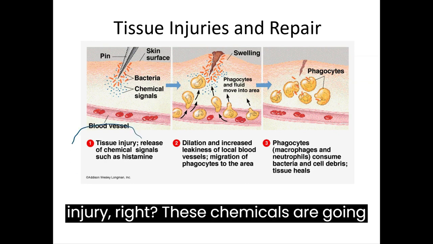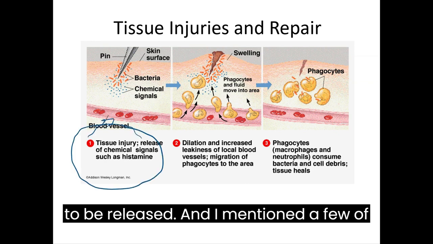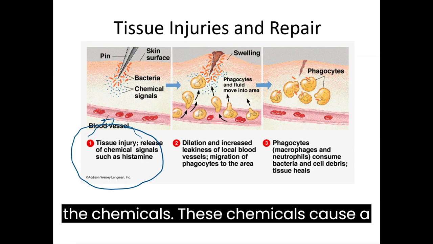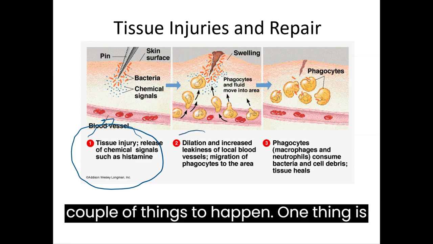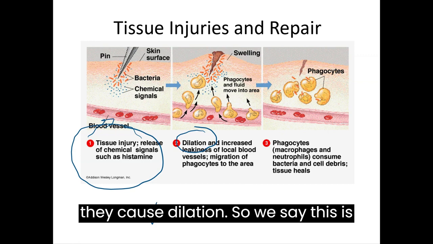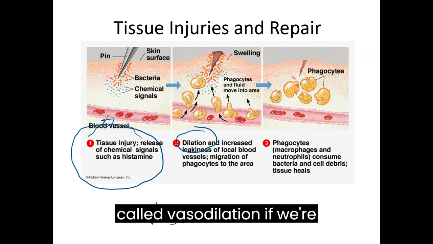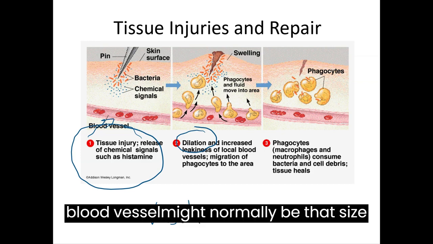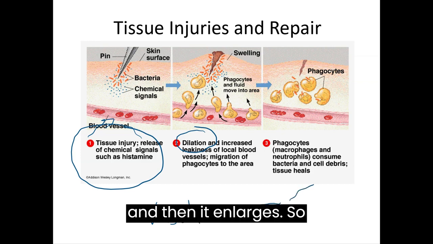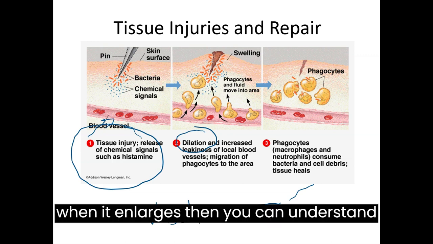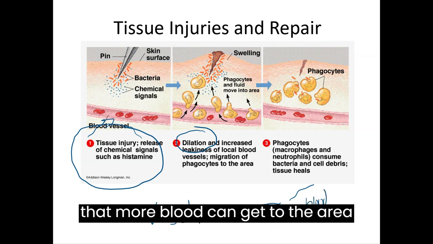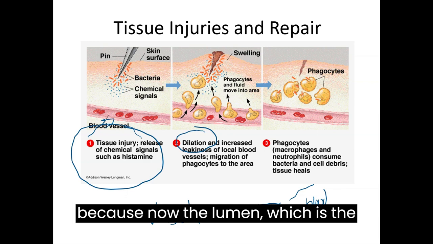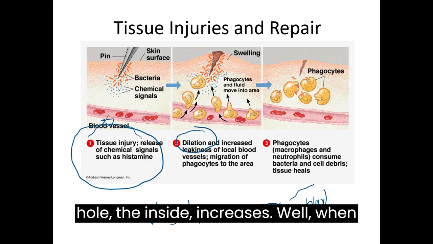Now, we have injury, right? These chemicals are going to be released, and I mentioned a few of them. These chemicals cause a couple of things to happen. One thing is they cause dilation. We call this vasodilation if we're talking about a blood vessel. So your blood vessel might normally be that size, and then it enlarges. When it enlarges, you can understand that more blood can get to the area because now the lumen, which is the inside, increases.